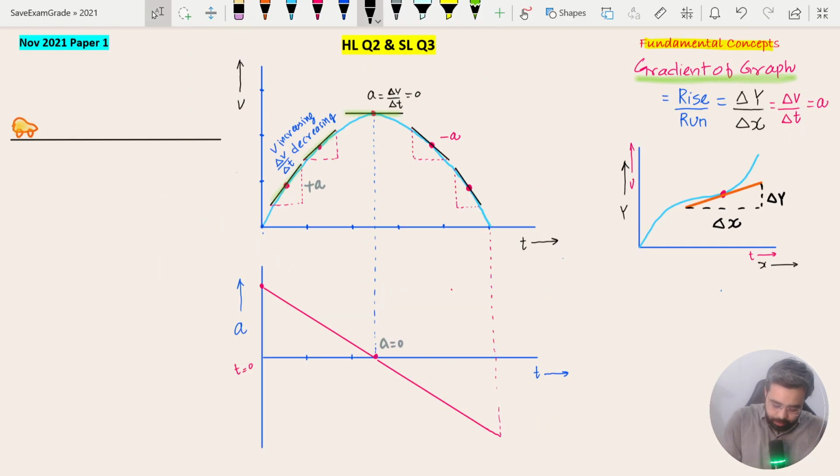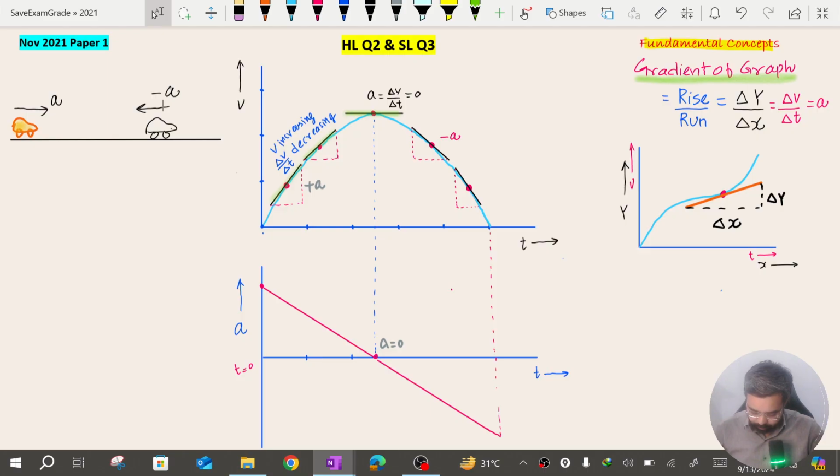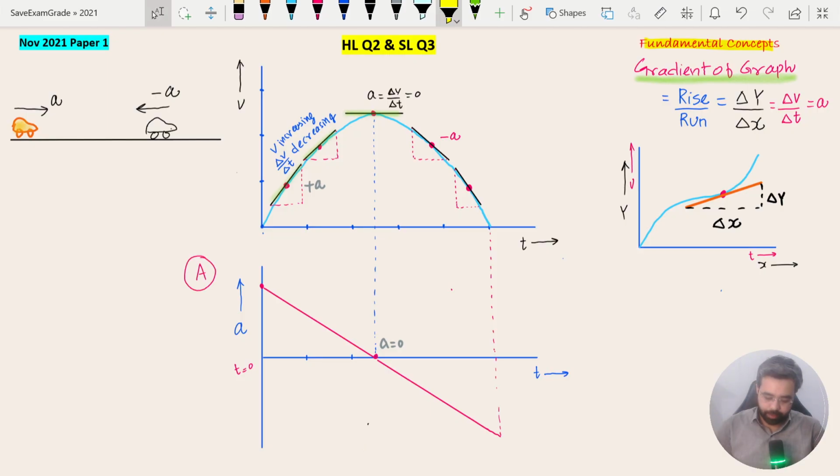So you can say in the first half of the time this car was accelerating, but this acceleration was decreasing, and in the rest of the time its velocity is in the same direction, but now acceleration is in the opposite direction. That's why it is deceleration. So the right answer to this question is option A.